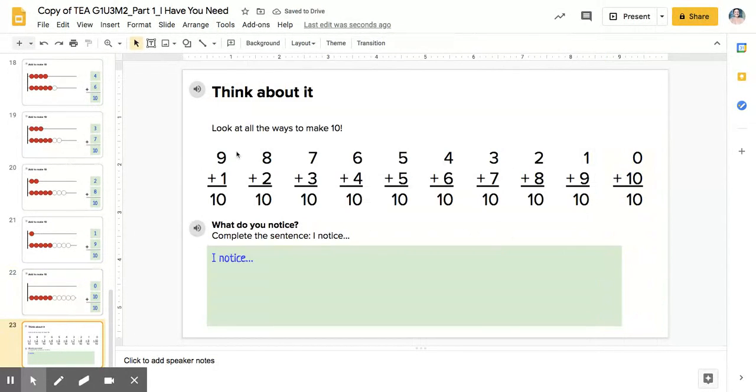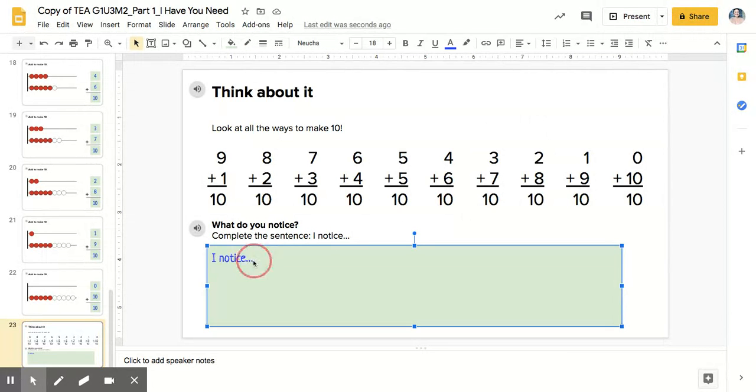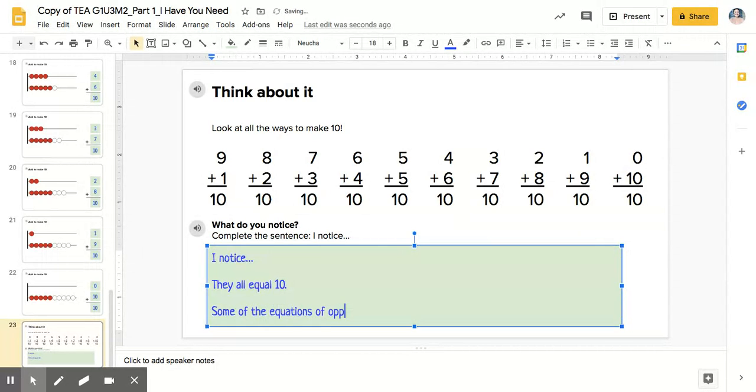So let's look at these combinations. These are all the addition problems we just made. 9 plus 1, 8 plus 2, 2 plus 8. What do you notice about these? Take a minute and look at them. Yeah, I notice they all equal 10. What else? Just like the last one, some of the equations are opposite of each other.